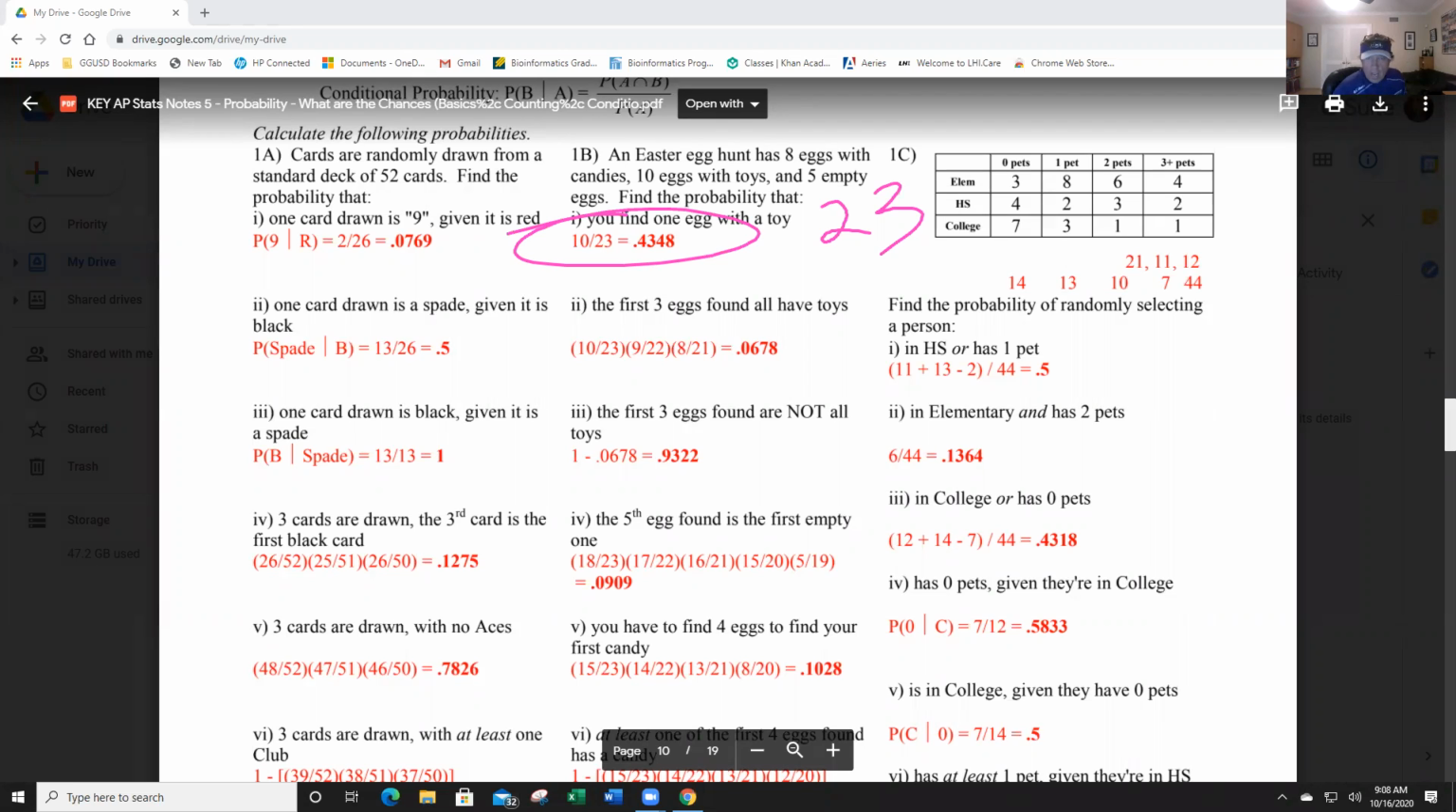The first 3 eggs all have toys. All right, non-replacement. I'm assuming you don't put the thing back. So there's your countdown again. That's just like the previous problems to the left. There's your countdown. You can kind of figure that one out by yourself.